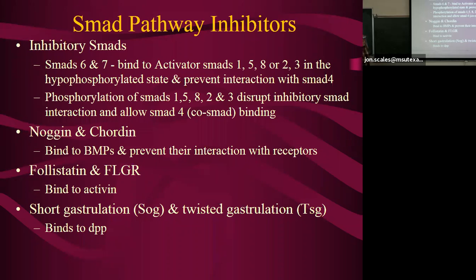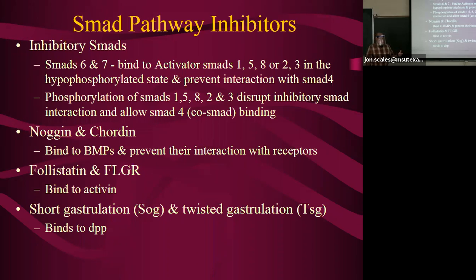So how do you regulate some of these pathways? Okay, there are a couple of different ways. One is you could bind to the ligand and prevent the ligand from binding to the receptor. You can do this with anything, but this has been shown to be important because these genes, noggin, chordin, follistatin-like gene something, and short gastrulation and twisted gastrulation, these are mutations that affect development.